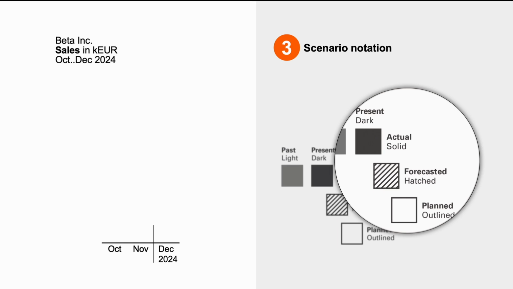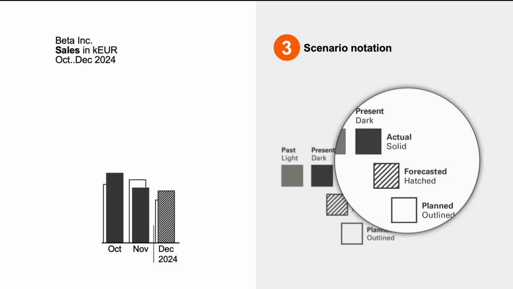For instance, entirely actual data would appear solid. Here, for December, there is no actual data yet, so the December column is hatched and it shows forecast. This is compared to the plan, shown as outlined.